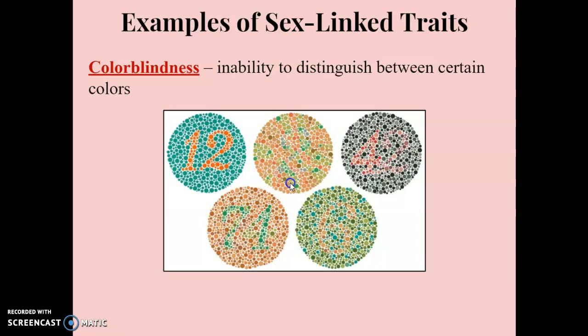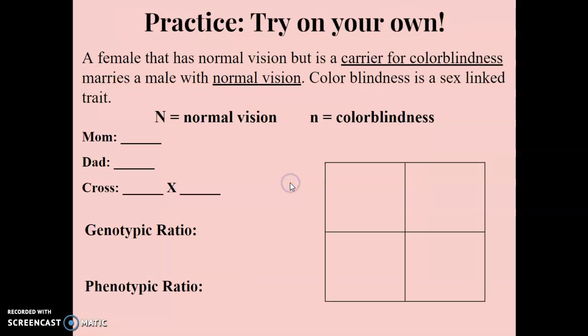An example of a sex-linked trait is color blindness, which is the inability to distinguish between certain colors. That trait is found on the X chromosome. So let's practice a problem with that. A female that has normal vision but is a carrier for color blindness marries a male with normal vision. Color blindness is a sex-linked trait. So we know that normal vision is dominant, and that's why I put a capital N here, and color blindness is recessive. Those are our alleles, that's step A.